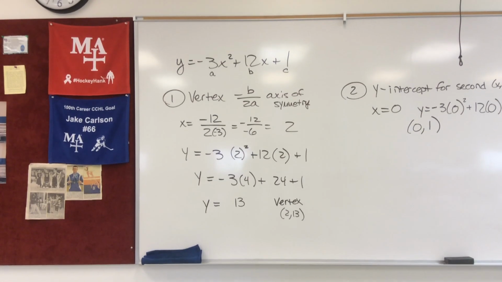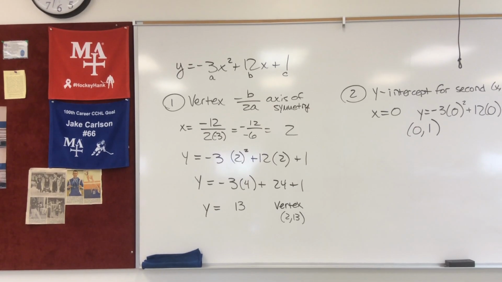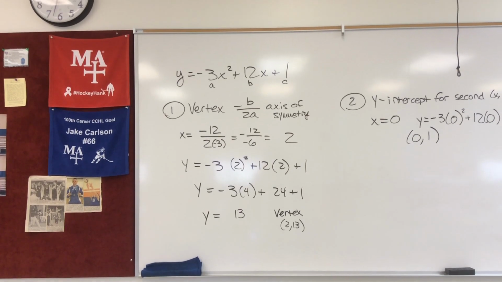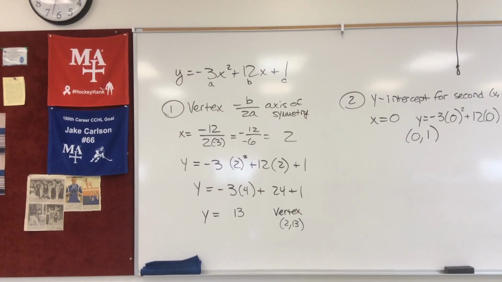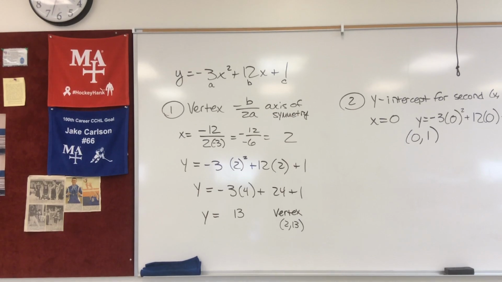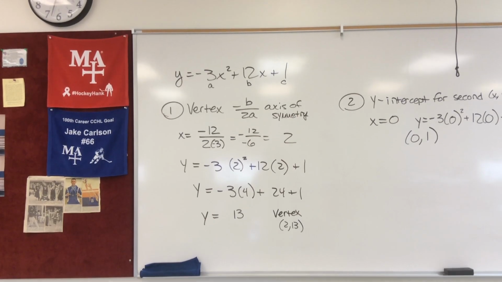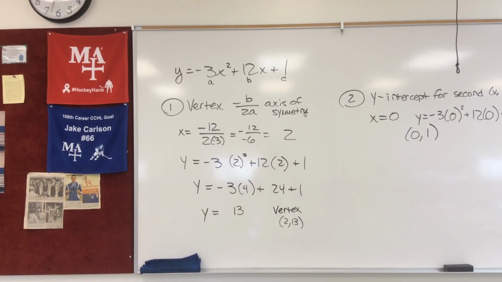Okay, this is our example problem for section 9.2. Our quadratic equation is y equals negative 3x squared plus 12x plus 1. Notice the first thing I do is mark my a, b, and c values. Just write a little a, b, and c underneath there.